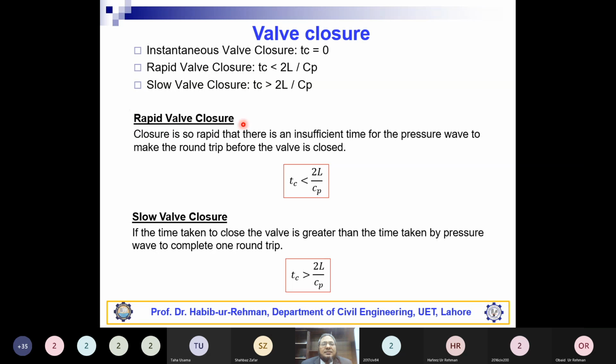Now we would like to first study rapid valve closure. How can we define it? The closure of the valve is so rapid, we are closing the valve so quickly, that there is insufficient time for the pressure wave to make a round trip before the valve is closed. It means TC, the valve closure time, is less than 2L over CP. So quickly the valve is closed, and how quickly? TC is less than 2L over CP.